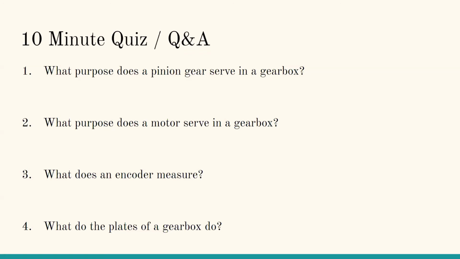So the encoder, depending on where it's placed, is just going to count the number of rotations that the motor itself or a gear is doing per minute, and then it can send that information to a motor controller to help control the motors, control how fast they're spinning, and so on. So yeah, those are all correct answers.